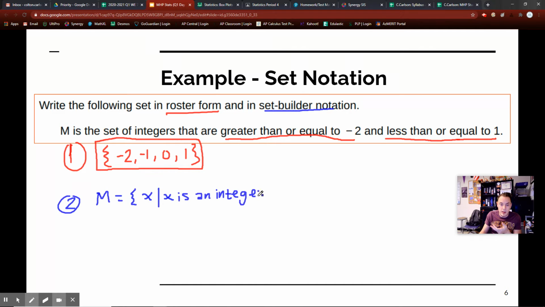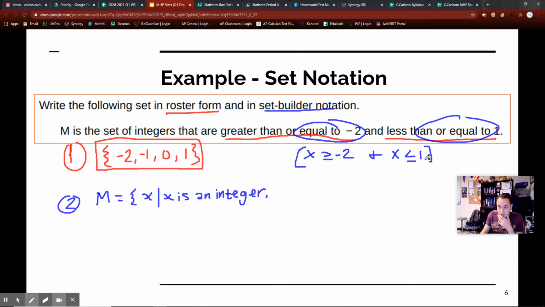So that's what we're going to be writing. But what kind of math can we do here? Well, pay very close attention. Look at this. This is saying x is greater than or equal to -2. And this is saying x is less than or equal to 1. Okay, that's what this is saying right here.